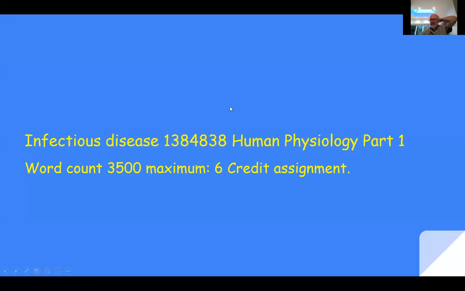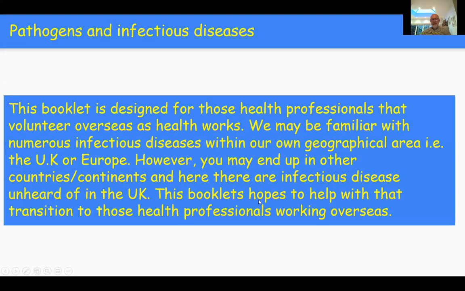Okay, so infectious diseases, there's the code, human physiology. So this is part 1 that I'm doing, and each one will remind you it's a maximum of 3,500 words, 6 credit assignment. So what are pathogens and infectious diseases? So this booklet is designed for those health professionals that volunteer overseas as health workers. Now, we may well be familiar ourselves because of past experiences or family members with numerous infectious diseases in our own geographical area. So, for example, the UK or Europe. However, you may end up in other countries yourself.